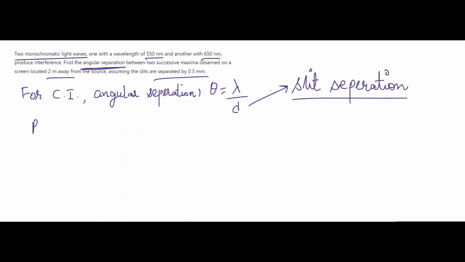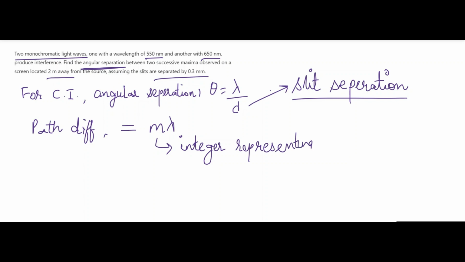Our next problem says that we have two monochromatic light waves with wavelengths of 550 nanometers and 650 nanometers, and we have to find the angular separation between two successive maxima. For constructive interference, angular separation, that is theta, is equal to lambda divided by d, where d is the slit separation. Then for two successive maxima, the path difference will be equal to m multiplied by lambda, where m is the integer representing the order of the maxima.